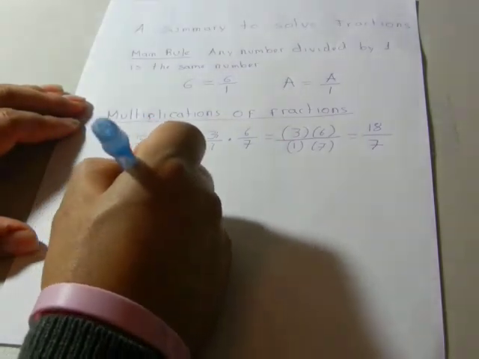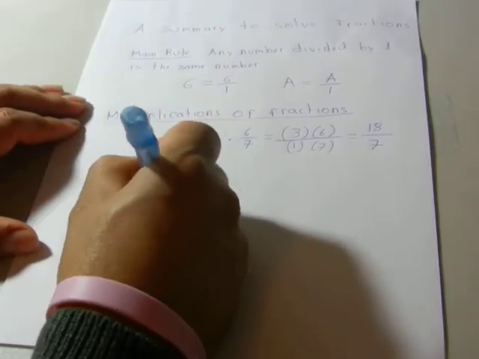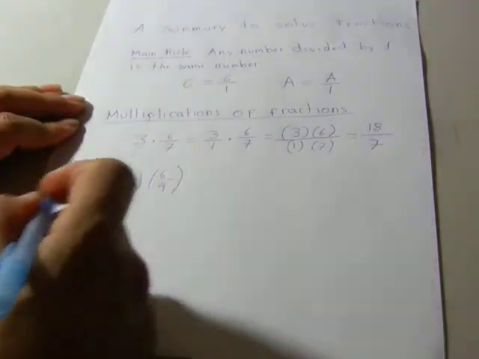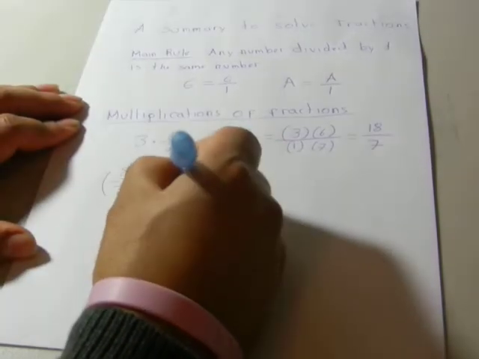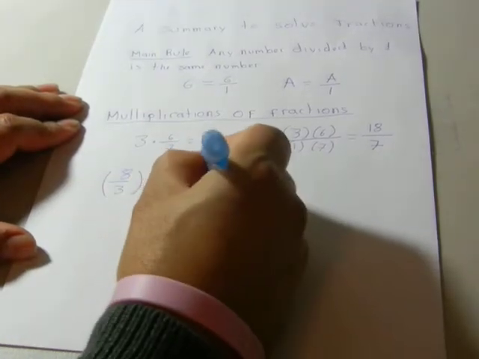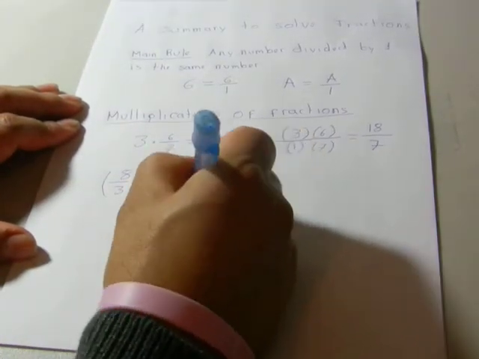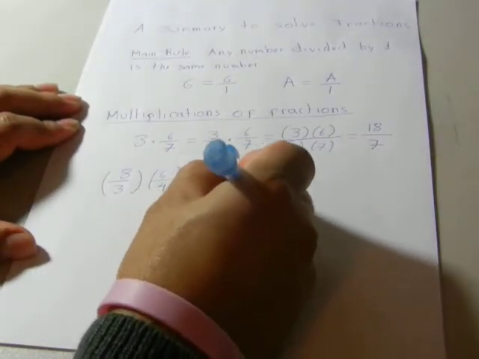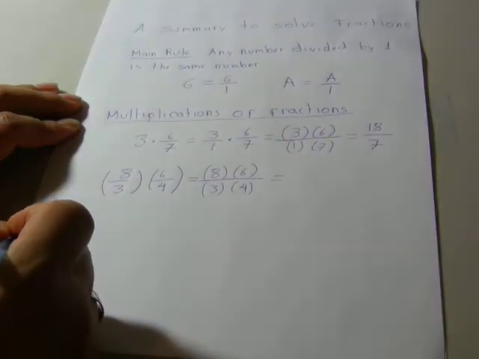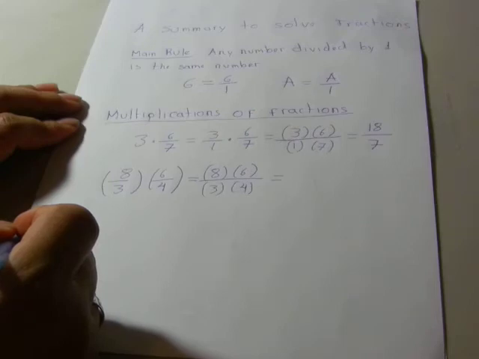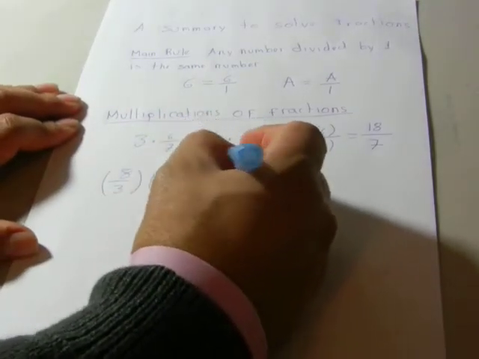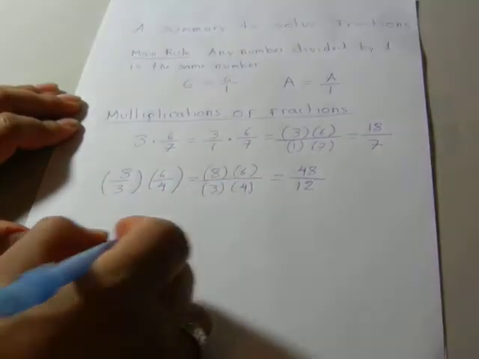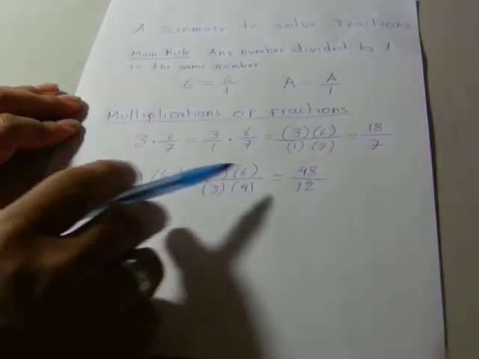If we have things like, for example, 8 over 3 times 6 over 4, it's going to be up to you if you want to simplify this, but only for educational purposes I'm going to keep these numbers. So numerator times numerator, 8 times 6 is going to give me the new numerator, and the denominators, 3 times 4, are going to give me the new denominator. So in this way we have 48 divided by 12, and that we can simplify.